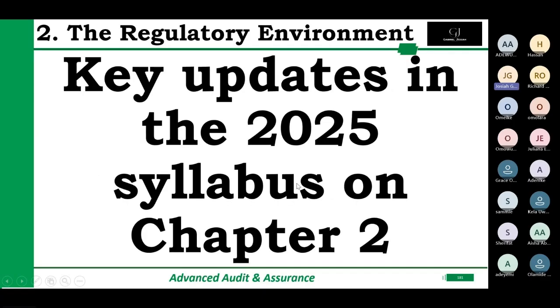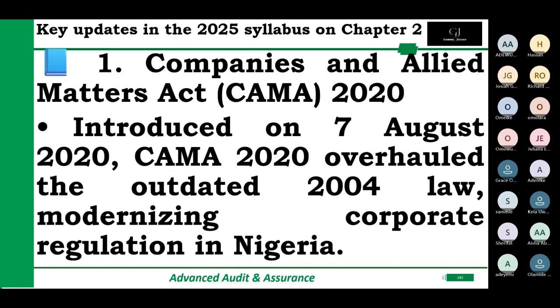All right. So let's look at key updates in the 2025 syllabus on chapter 2. Now, the syllabus stressed the Companies and Allied Matters Act, which was introduced in 2020. It has already been in the 2021 ICAN study text, of course, which overhauled the outdated CAMA 2004 laws, modernizing corporate regulation in Nigeria.